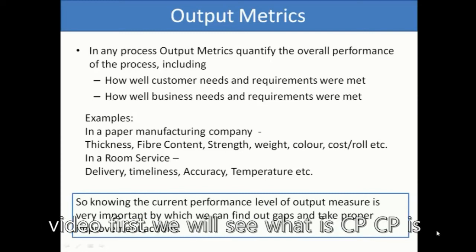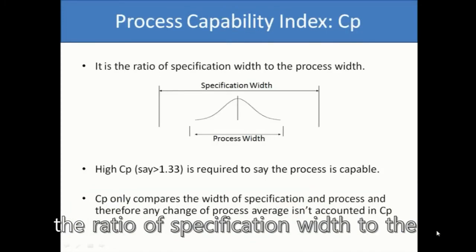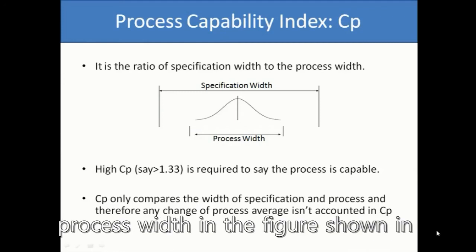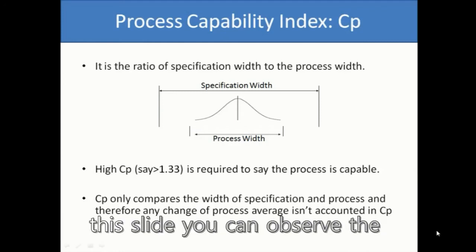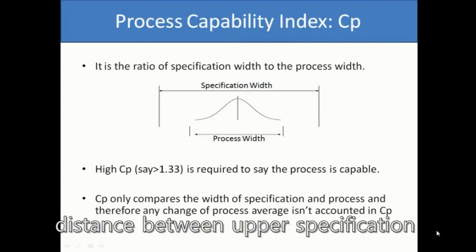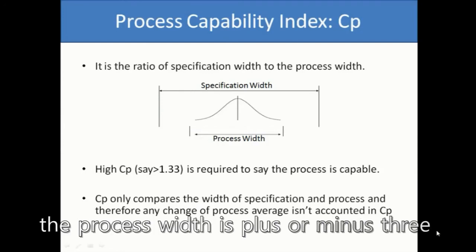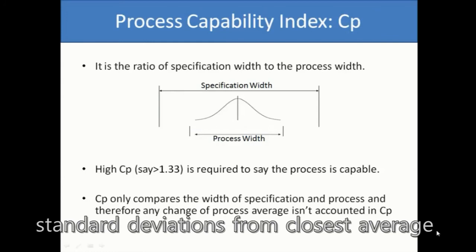First, we will see what CP is. CP is the ratio of specification width to the process width. In the figure shown in this slide, you can observe the specification width, which is the distance between upper specification limit and lower specification limit, and the process width is plus or minus 3 standard deviations from the process average.